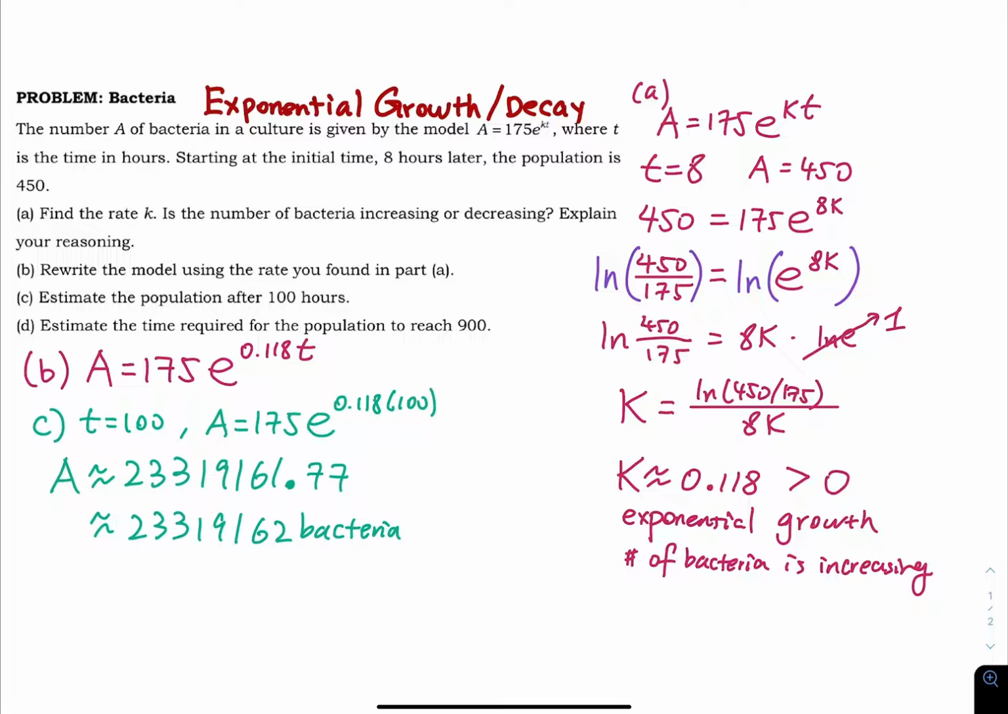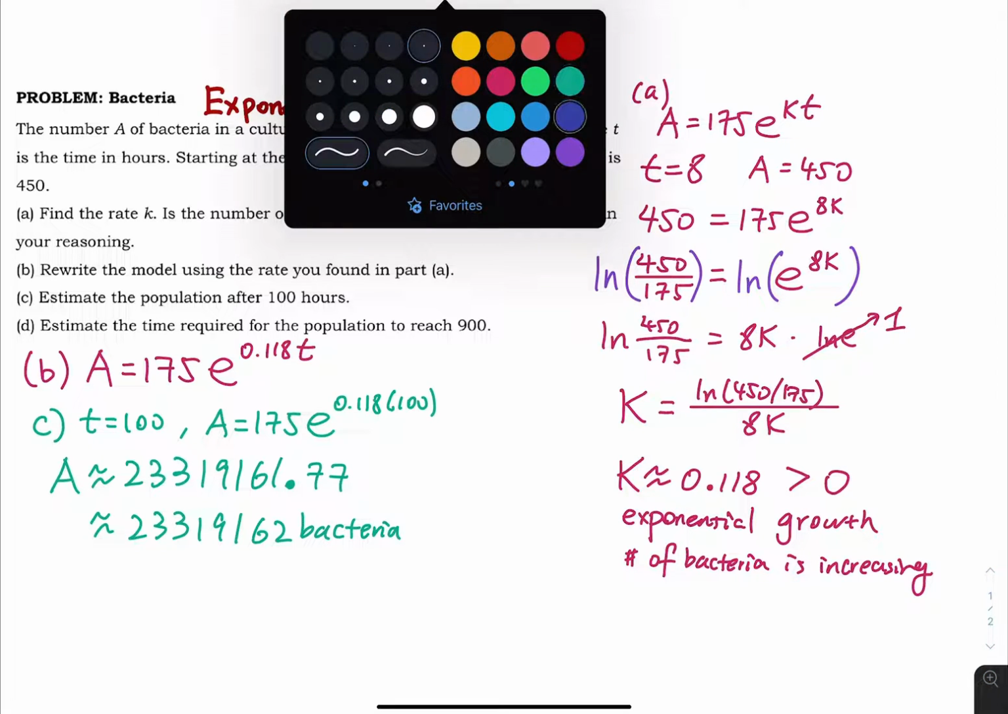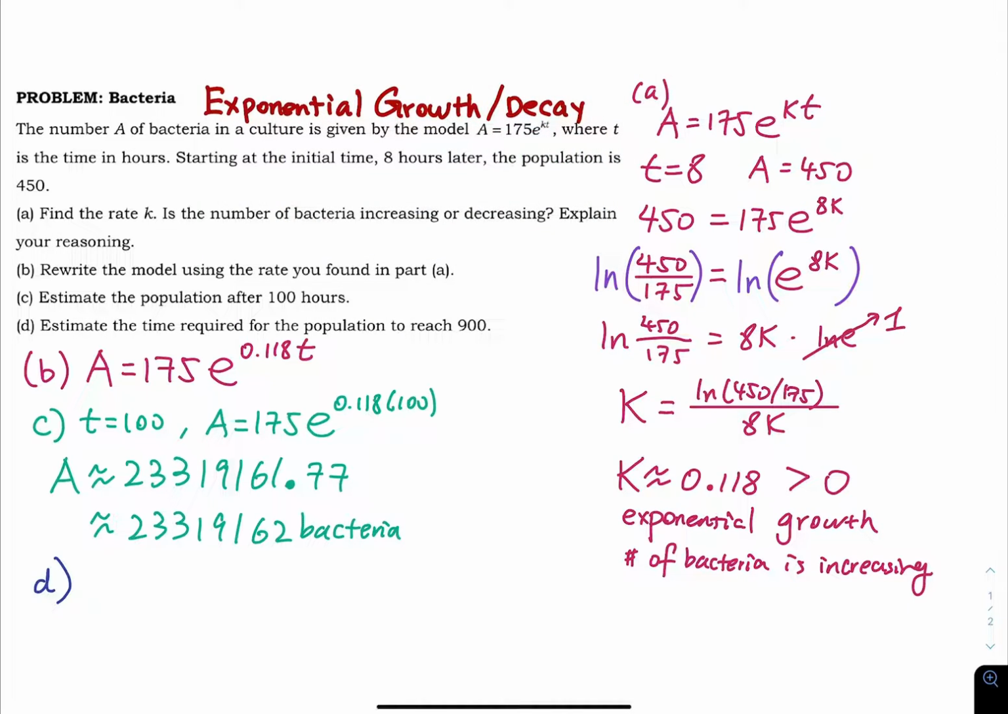And then what's the last one? Part D is estimate the time required for the population to reach 900. So that will be part D. What is t when the population is 900? So that will be 900 equals 175 e to the 0.118 t. We have to solve for t. Just like how we solve for k, I divide the initial population on both sides. So 900 divided by 175 equals e to the 0.118 t.